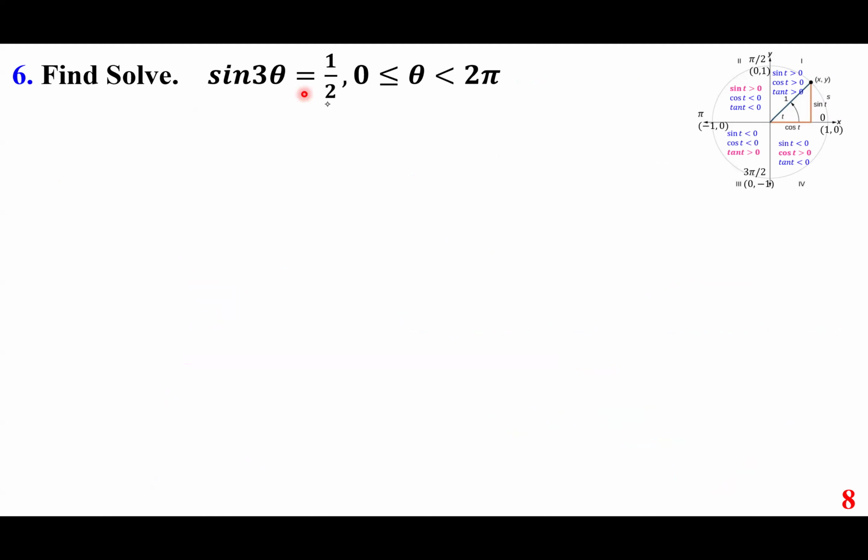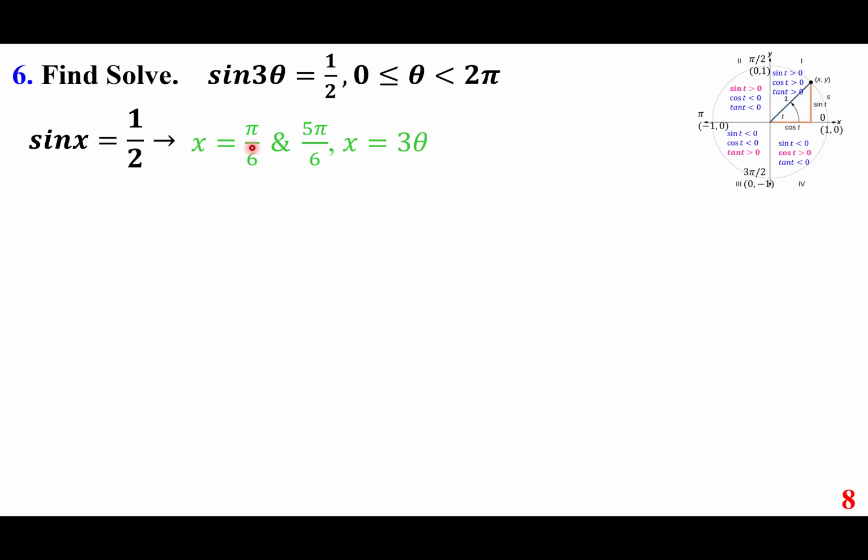Solve sine of 3 theta equals 1/2, where theta is between 0 and 2 pi. Well, let's write sine x instead of 3 theta, equals 1/2. And between 0 and 2 pi, x has two answers, pi over 6 and 5 pi over 6, where x is, of course, 3 theta. One thing I want to make a point of here.